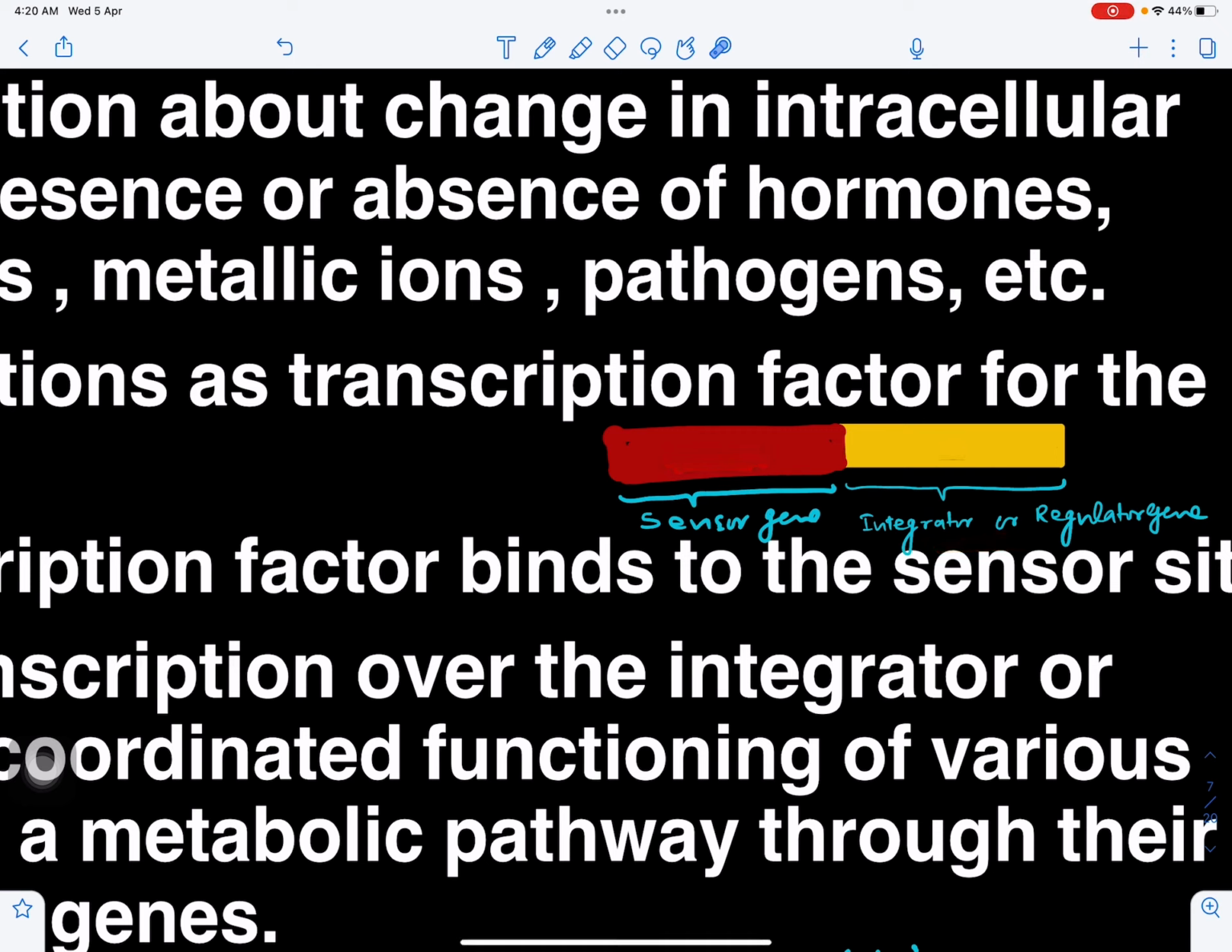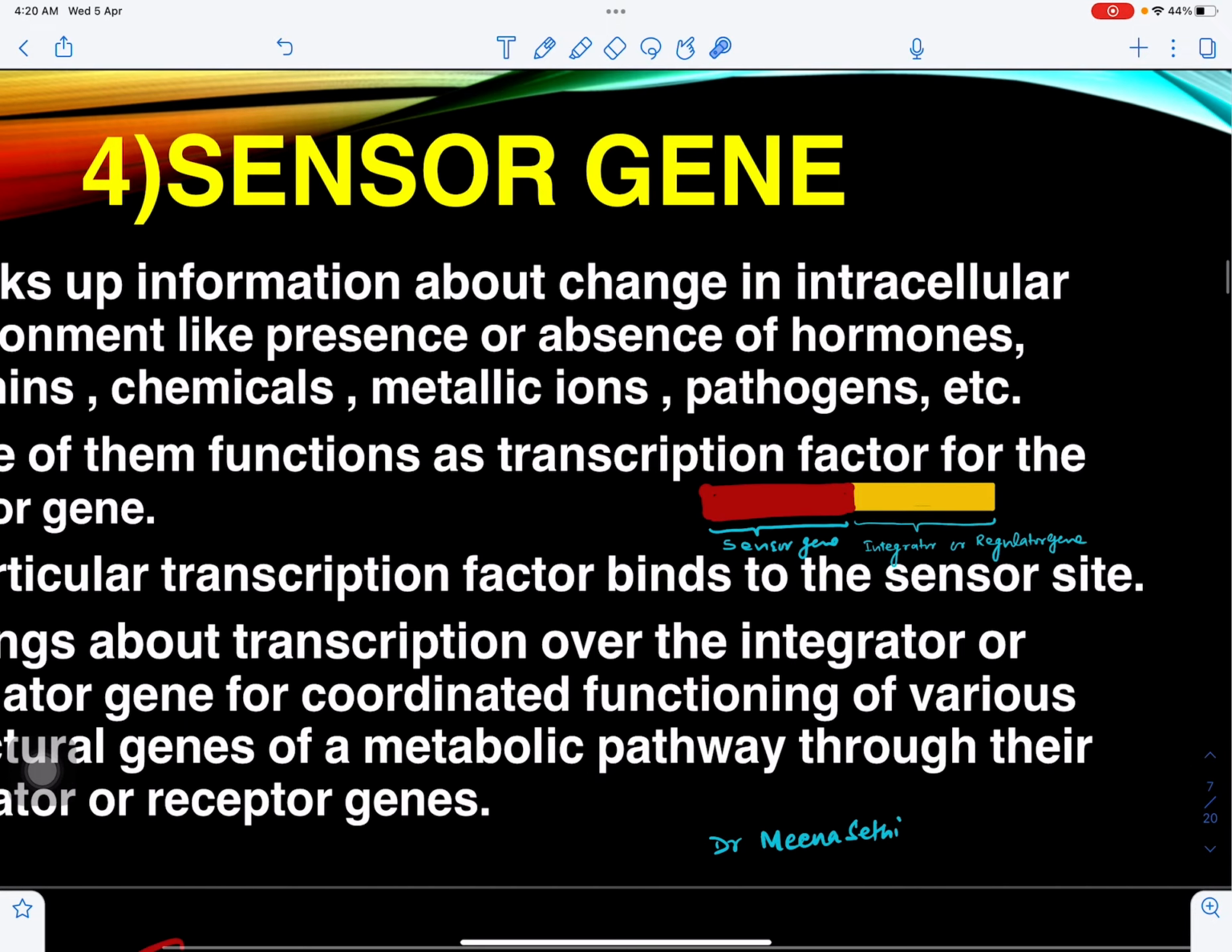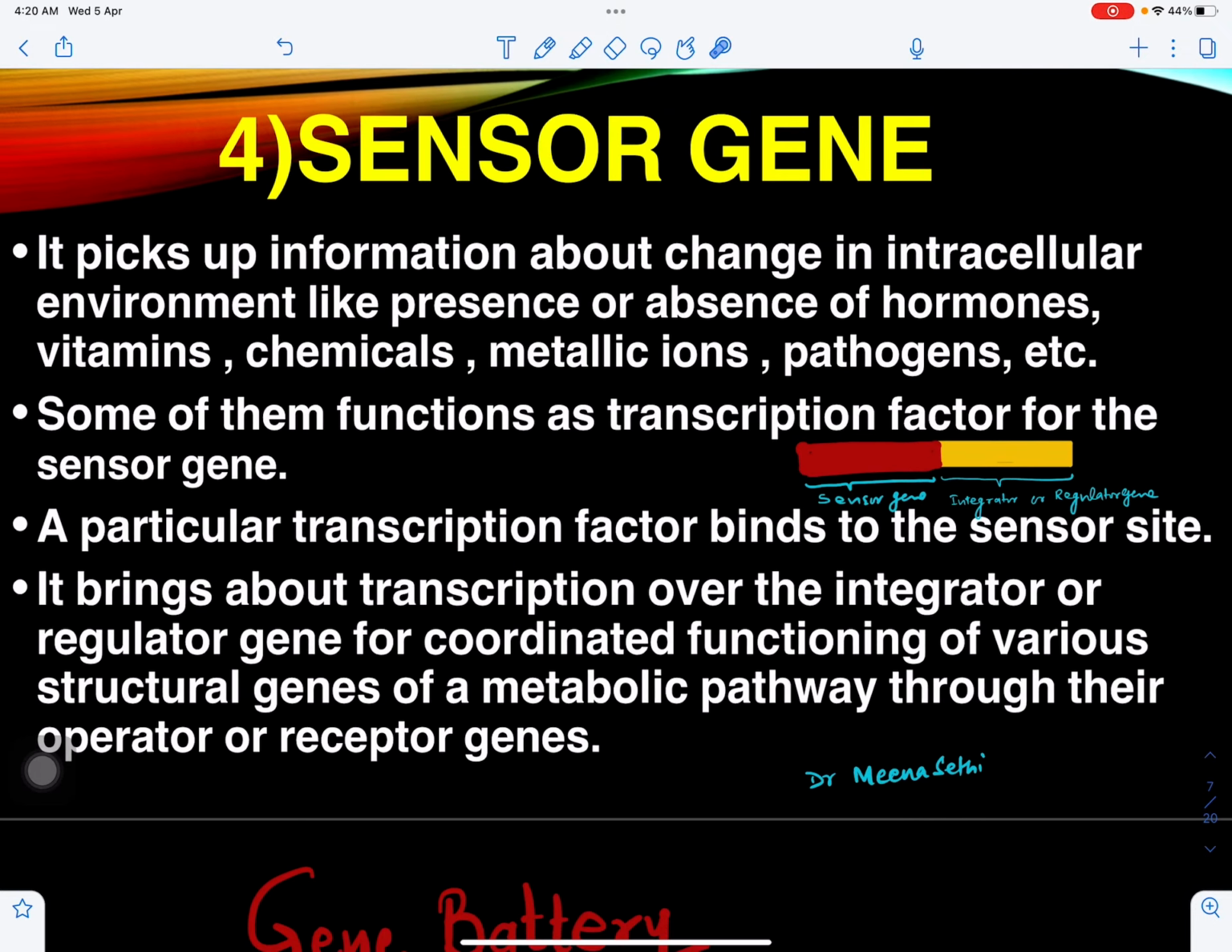If the sensor gene has sensed that it should not work, then it will not work. So this is about sensor genes. Every sensor gene will control the integrator or regulator gene, and then only transcription will take place and metabolic activities will occur. Some of the sensor genes may also act as transcription factors, like the factors which control the transcription process.